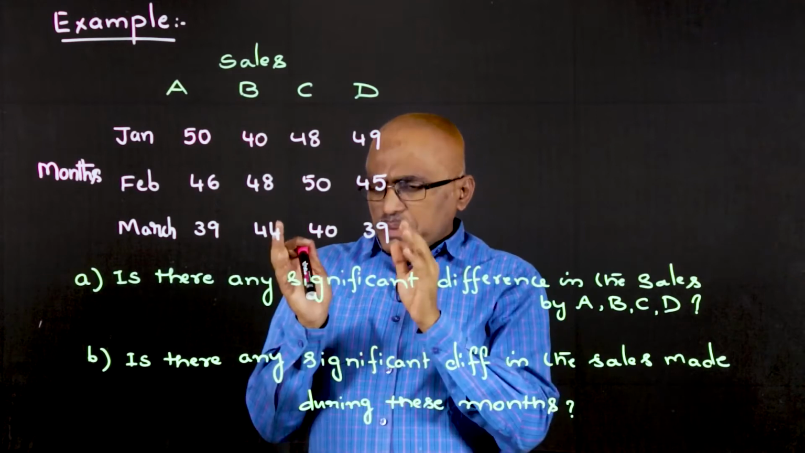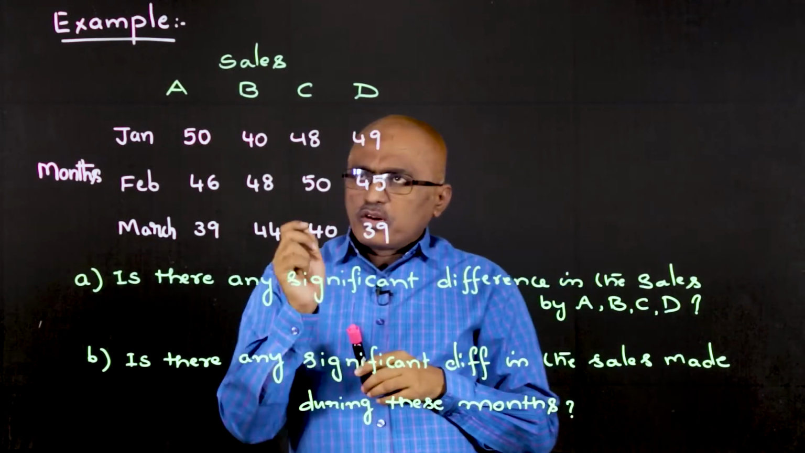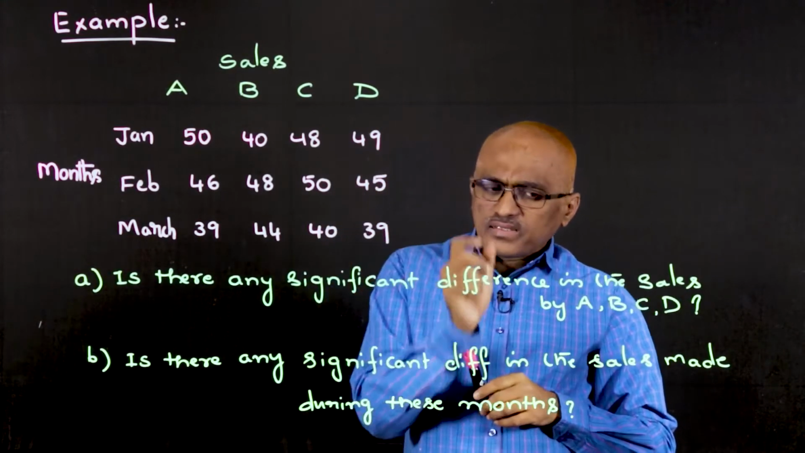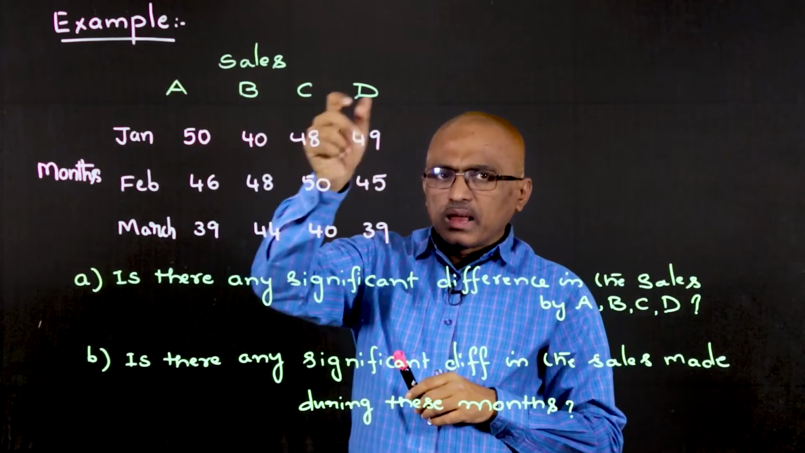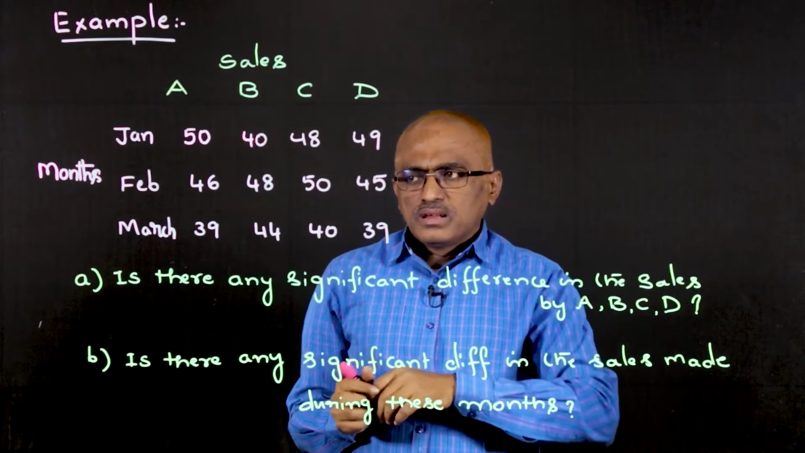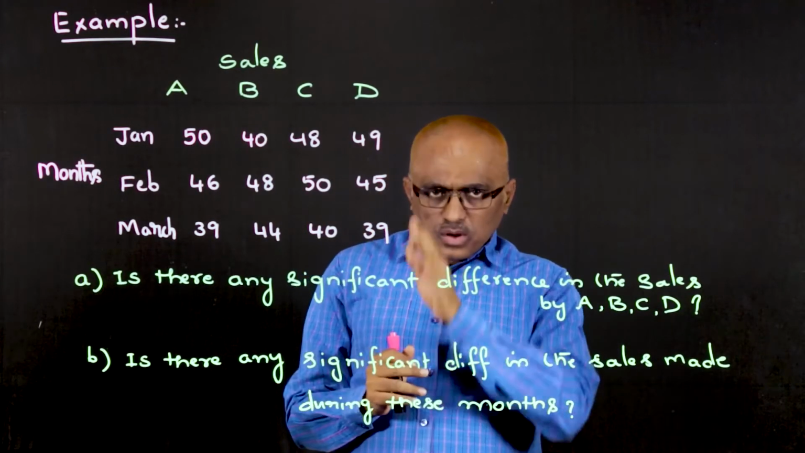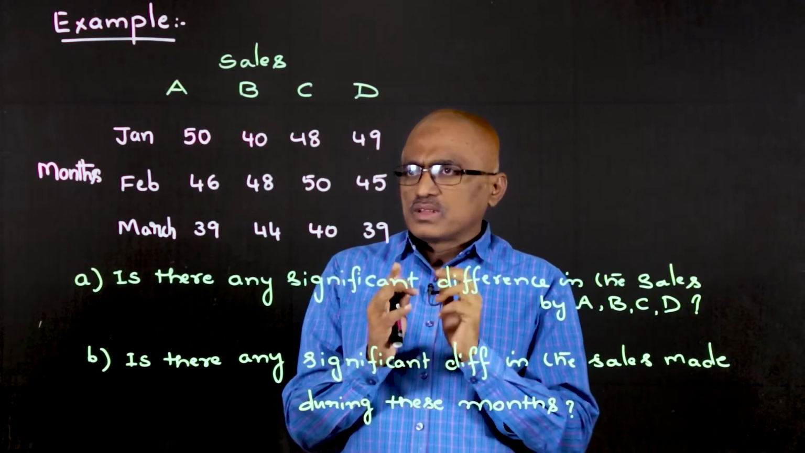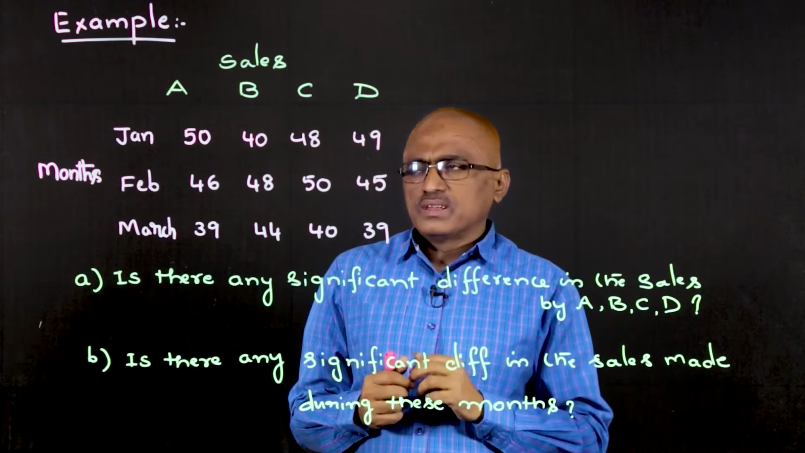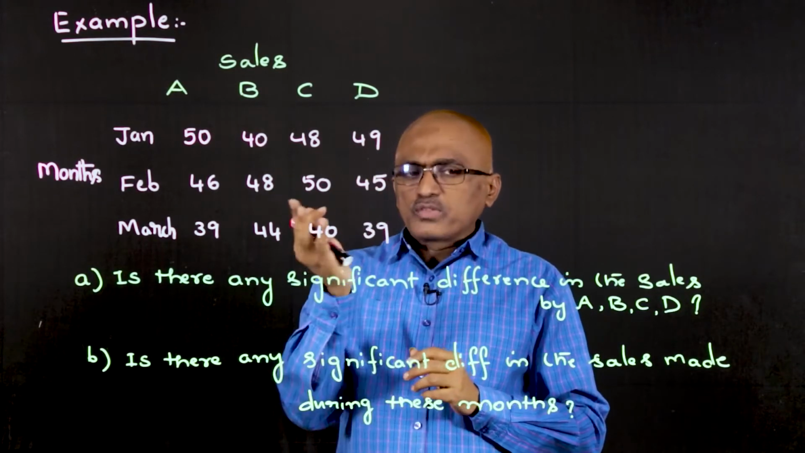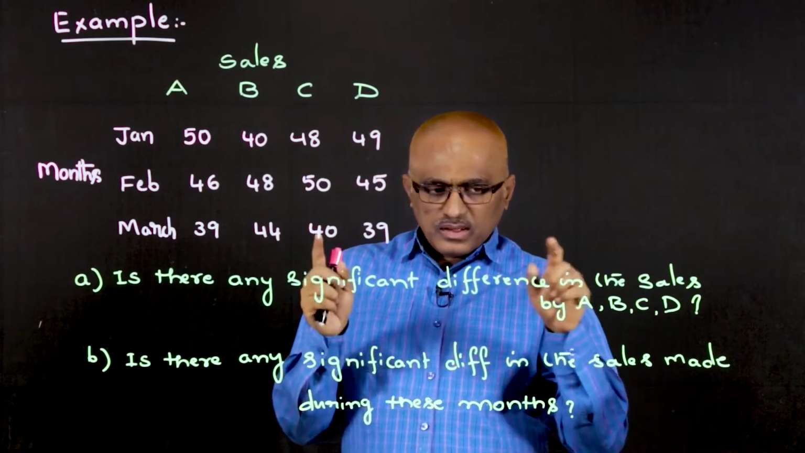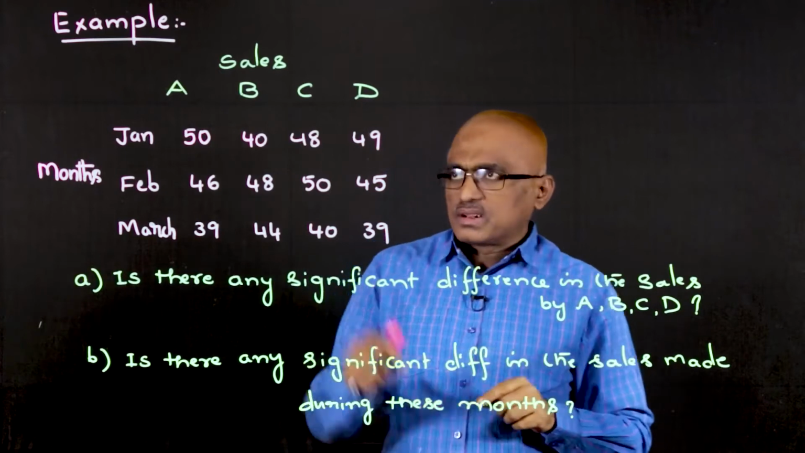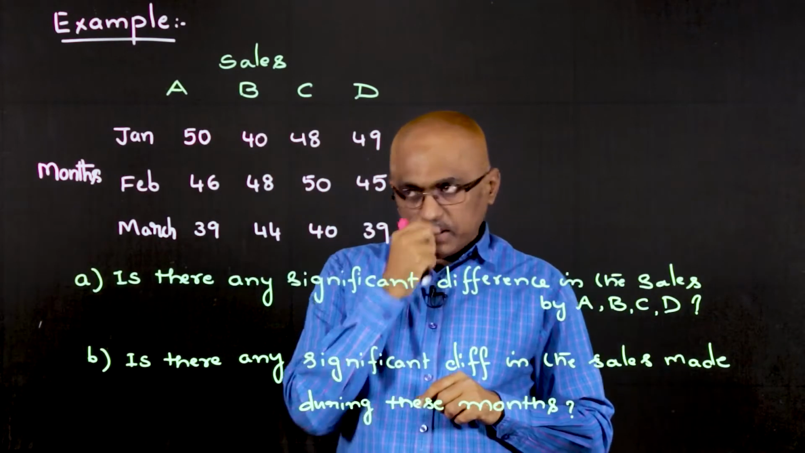Based on this data, suppose we want to test whether there is any significant difference in the sales made by A, B, C, D. In that case, we can use the previous discussion with respect to ANOVA. By using F equal to MSTR by MSE, we can come to a conclusion about the significant difference in the sales done by the 4 teams A, B, C, D.